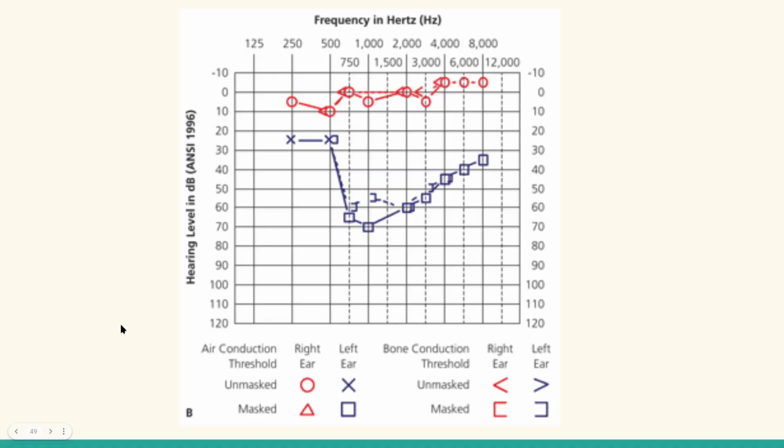And then lastly here, we've got the audiogram with the bone conduction thresholds. So now we know for a fact that that left ear is sensorineural. So a moderate cookie bite hearing loss in that left ear, sensorineural, and then normal hearing thresholds in the right ear.